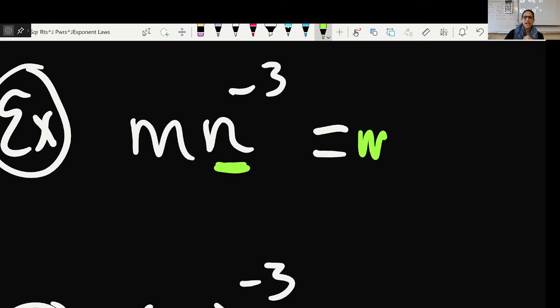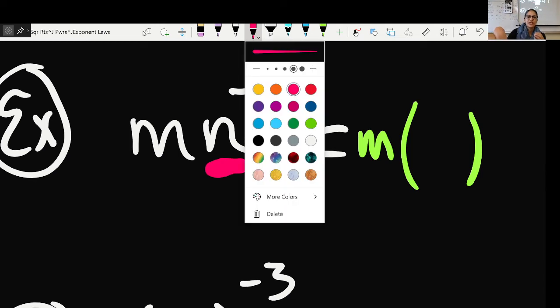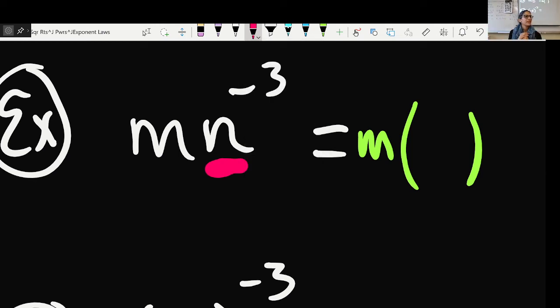So we're going to leave the m where it is, and let's deal with, I'm going to put brackets there. If I want to change that -3 to positive, what does the n become? Actually, let me use colors for this one. So for that, what does the n become? If I want it to be positive. Yeah. 1 over n. And then what does the exponent become? 1 over n to the power of 3. Does that make sense so far?